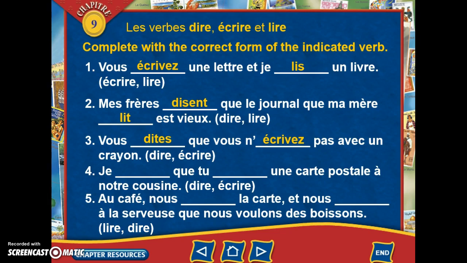Next one is je dis que tu écris une carte postale. If you can write a carte postale, let me know how you do that. Notre cuisine, okay, very good. And then we have au café. Nous lisons la carte et nous disons à la serveuse que nous voulons des boissons.